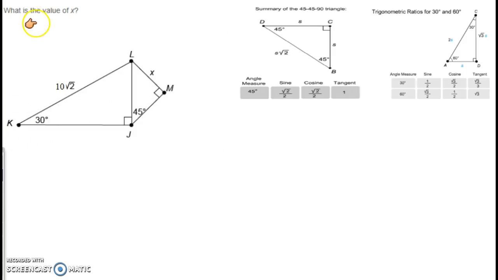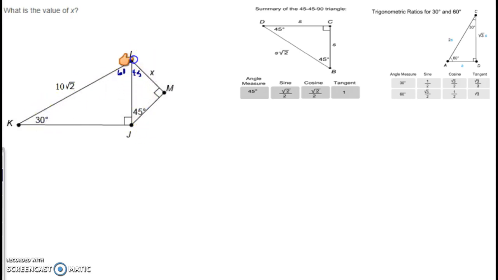All right, this one is a little bit more difficult. They've actually combined two triangles. If this is 30, we know this is 60. If this is 45, we know this is 45. And so they want X. X is over here on the 45, but we don't have any of these sides.